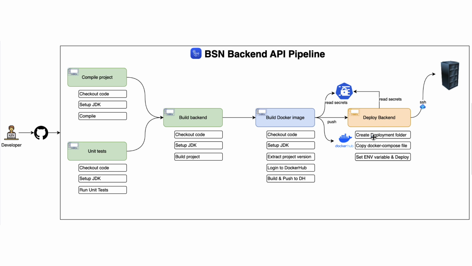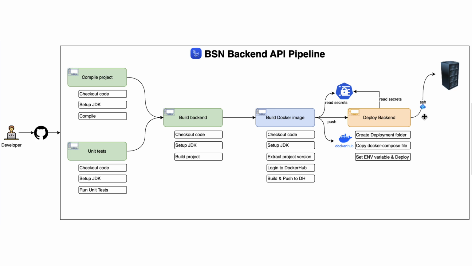So first, what we need to do is create a deployment folder, and then copy our Docker Compose file, set the environment variables that we need, and then deploy the application, or just run the Docker Compose app. This server will connect again to DockerHub, pull the images, and run the application. So this is a global overview of our CI/CD pipeline that we will build starting from now.